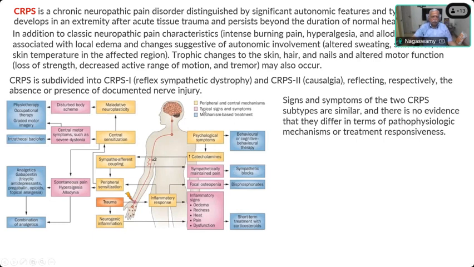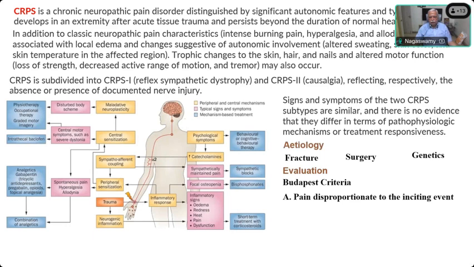The treatments based on the mechanism are physiotherapy, occupational therapy, intrathecal baclofen, analgesics, combinations of analgesics, short-term steroids, bisphosphonates, sympathetic blocks, and behavioral cognitive therapy. So this one picture gives you all the information that is needed. As for the etiology, it can be fracture, surgery, or genetically mediated. Evaluation you can do by the Budapest criteria, which starts with pain disproportionate to the inciting event.